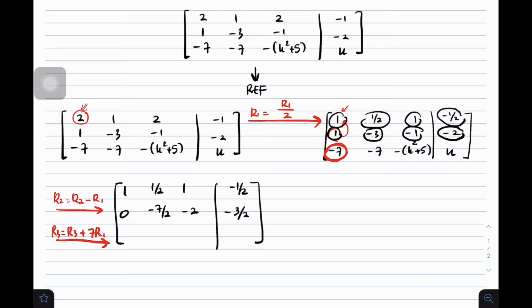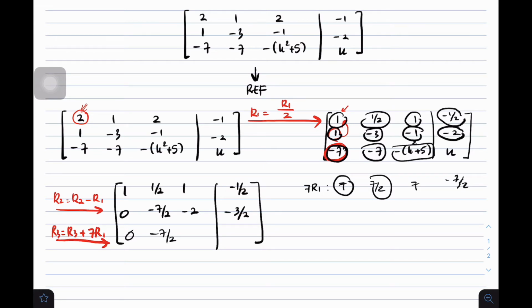Okay, and then now we want to change row number 3. Row number 3 must be added to 7 times row number 1. So let's find first what is 7 times row number 1. So 7 times 1 is 7. 1 over 2 times 7 is 7 over 2. 1 times 7 is 7. Negative 1 over 2 times 7 is negative 7 over 2. So we add negative 7 plus 7 is 0. Negative 7 is negative 14 over 2 plus 7 over 2 will give you negative 7 over 2 here.